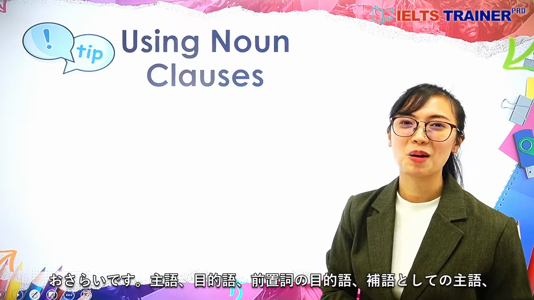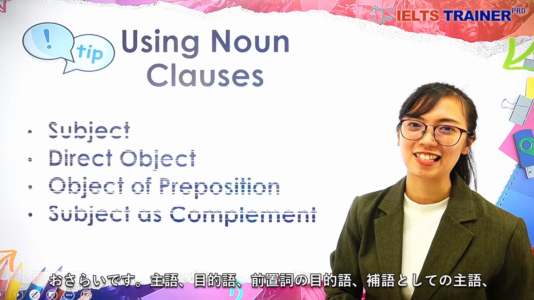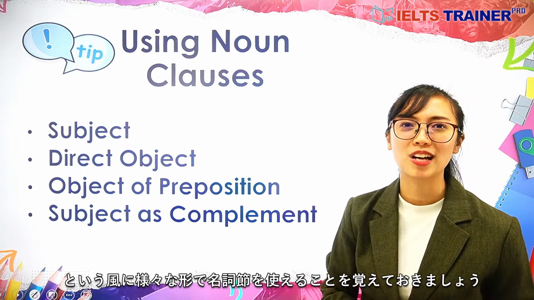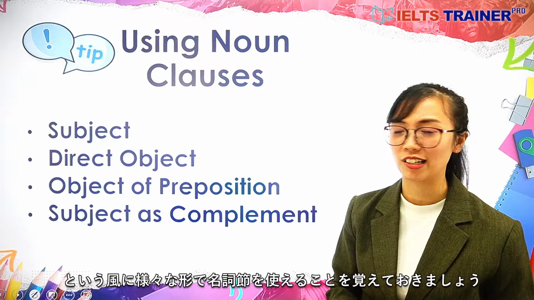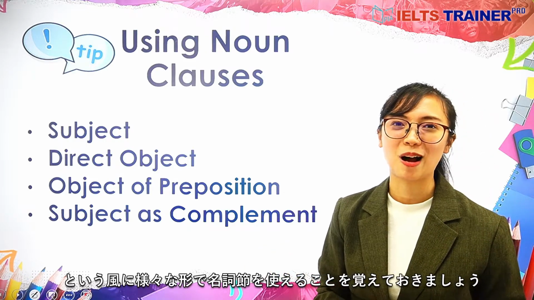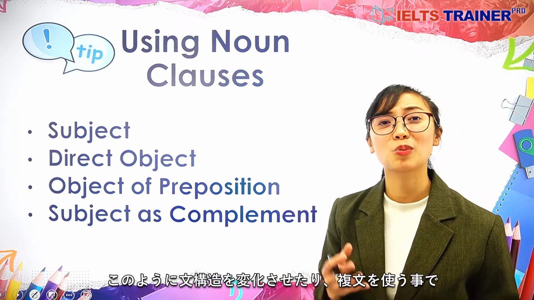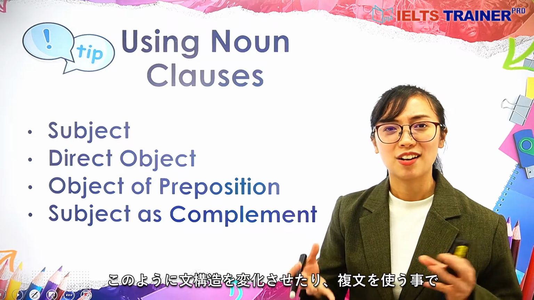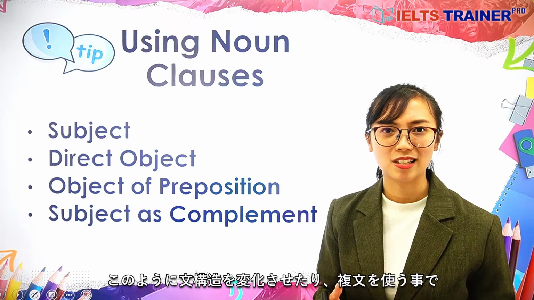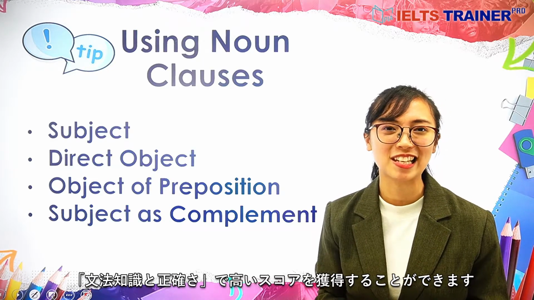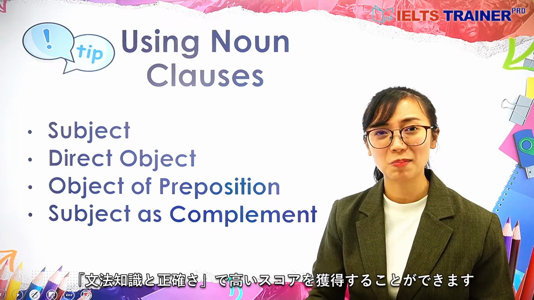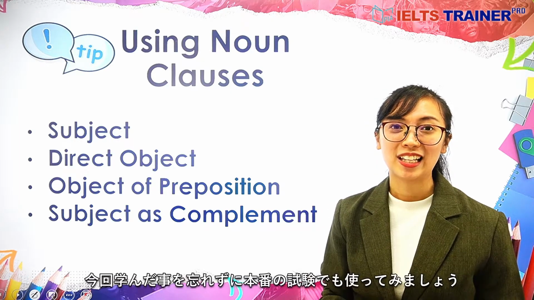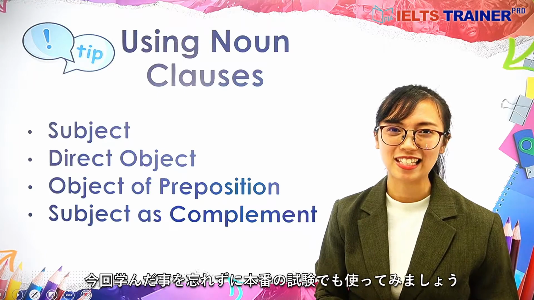Now, let's remember to use noun clauses in their different forms: the subject, the direct object, object of the preposition, and the subject complement. This will most likely result in a high band when we vary the sentences, specifically the complex sentences, to achieve a high band for grammatical range and accuracy. So let's not forget to use these tips.